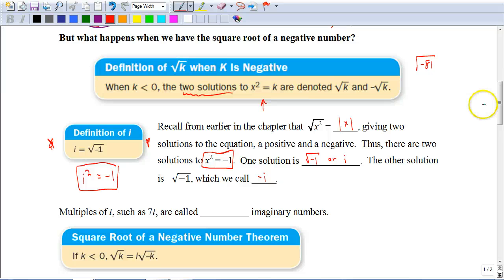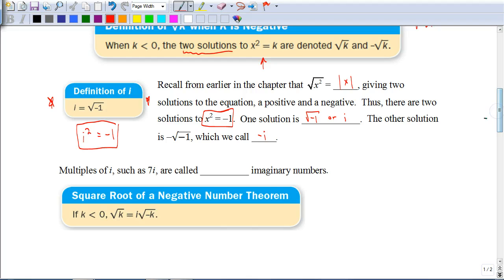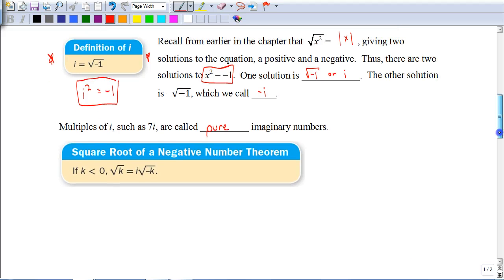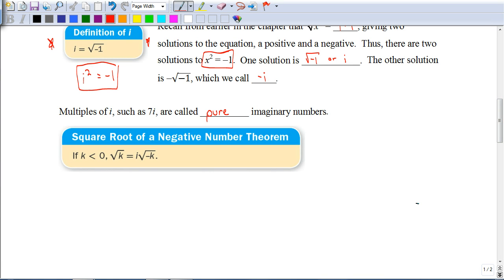Now, if we have multiples of i, like 7i, or negative 2i, or 12i, or 3i, we call these pure imaginary numbers. Now, what this box is saying is the square root of a negative number theorem: if we have a number less than 0, so let's say negative 2, the square root of negative 2 is going to be i times the square root of the opposite of negative 2, or positive 2. They're kind of confusing, so let's look at some more concrete examples.